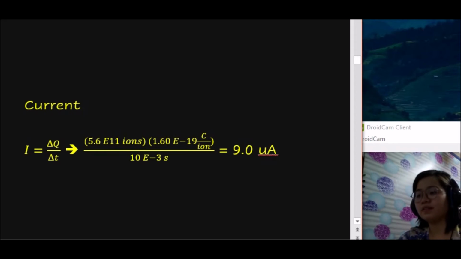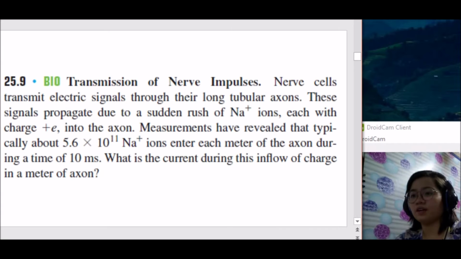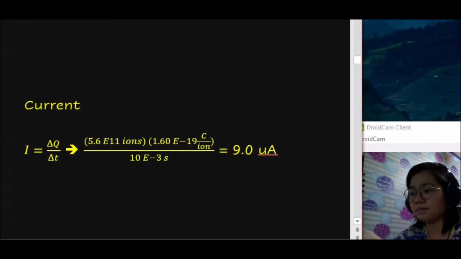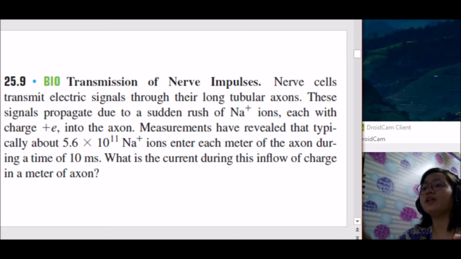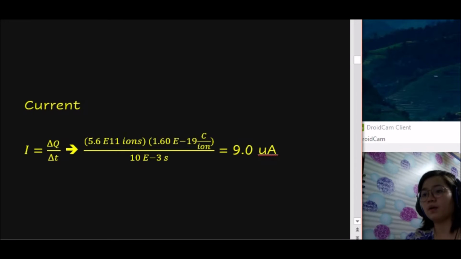So 5.6 times 10 to the 11 ions. Again, e to 11 just means times 10 to the 11. You're talking about ions, but you aren't talking about charge. Remember, Q is charge, but we only know from our problem 5.6 times 10 to the 11. So where did we get 1.6 times 10 to the negative 19? Basically, it's the charge of each ion, the constant e that we know.